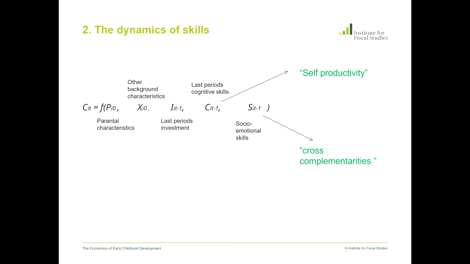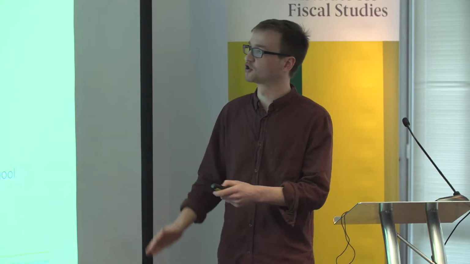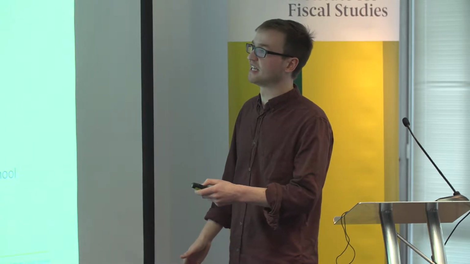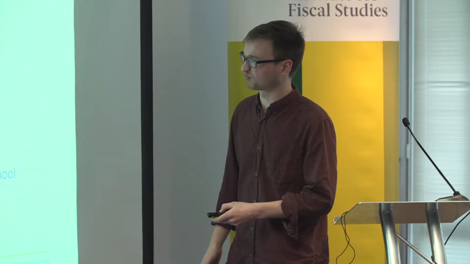So to explicate this a little bit better, let's consider a 3-period model of life, or at least educational life: preschool, primary school and secondary school, with social-emotional and cognitive skills. Again, nothing here has changed. I have my same 5 inputs. Here I'm considering cognition, and I'm also considering social-emotional skills.